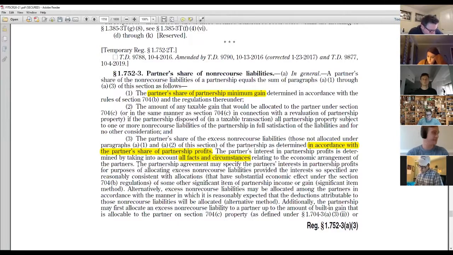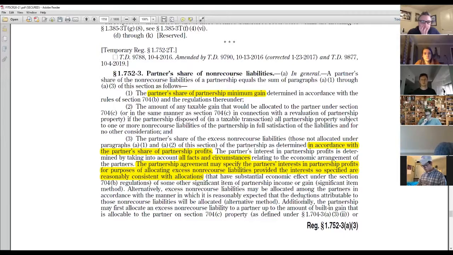But then it says here, this third sentence, that the partnership agreement may specify the partner's interest in the profits for purposes of allocating these tier 3 liabilities, provided that they're reasonably consistent with allocations of other significant items of partnership income or gain. So we have some electivity here, and we'll see how that works. So tier 1 is the share of minimum gain. Tier 2 is your minimum 704(c) gain. Tier 3 is share of the profits, which can be specified subject to sort of a rule of reason.